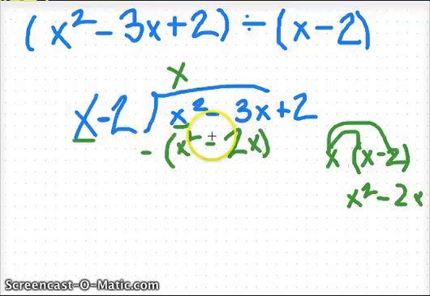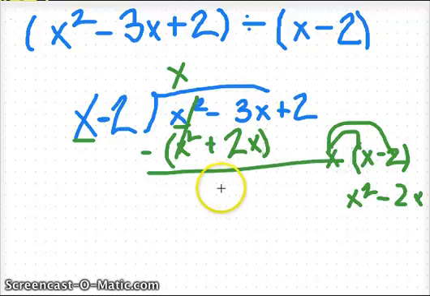So this becomes minus 2x, so that's automatically going to change that out. And this is going to change to a plus sign. So it's going to be 1x. Okay, so now that we've gotten this far, we're going to have to bring this down. And this is going to be plus 2. Alright?